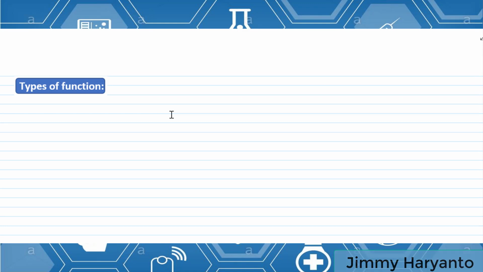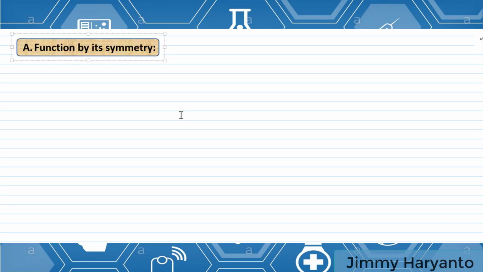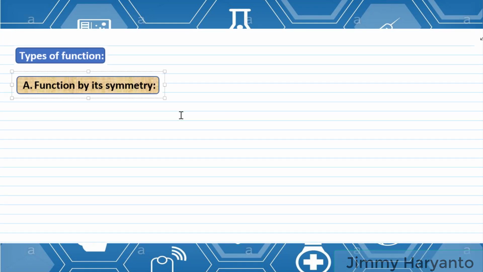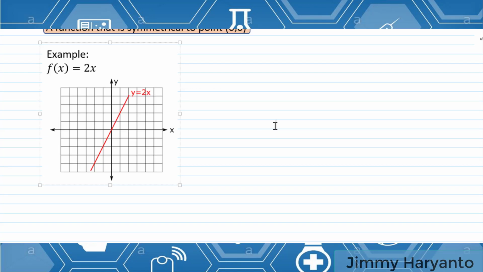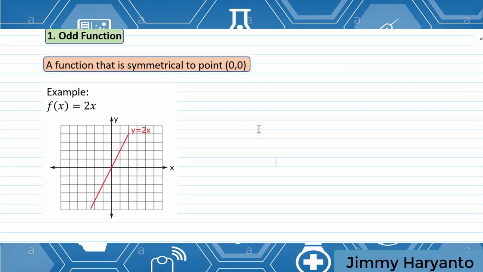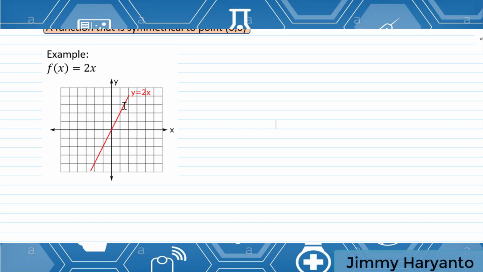Next are the types of function. There are several types of function. The first one is a function by its symmetry, the odd function. What is an odd function? An odd function is a function that is symmetrical to point 0, 0. For example, this is one of the odd functions: y equals 2x.